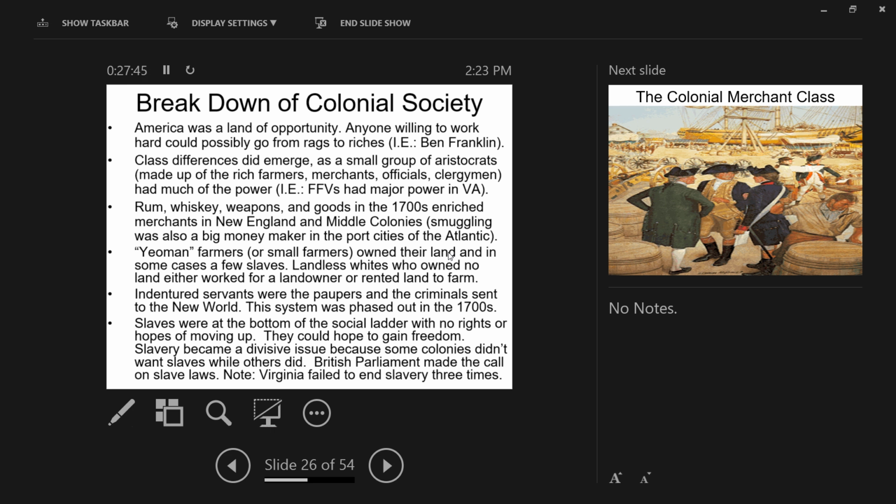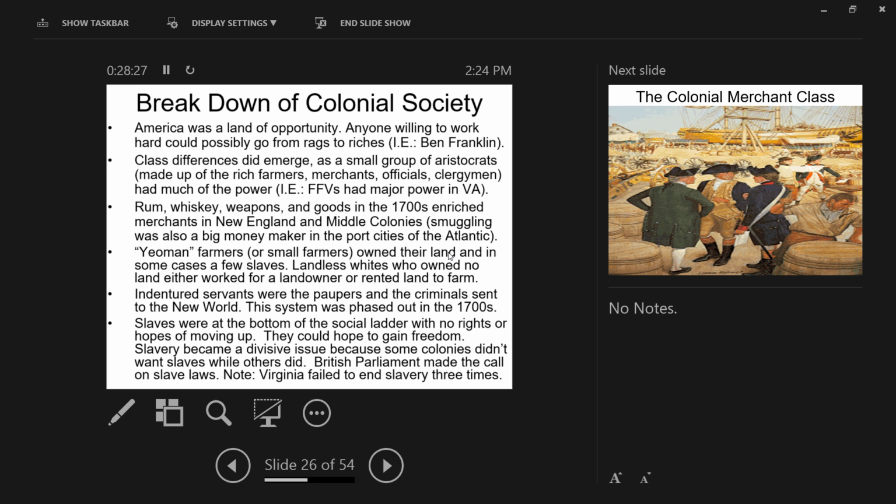Indentured servants were the paupers and criminals sent to the New World. It's kind of sad to call them outright criminals because a lot of them were just debtors. But remember, that system was phased out in the early 1700s. Slaves were at the bottom of the social ladder with no rights or hope of moving up unless they gained freedom. But if they gained freedom, really the only opportunity they might have was to own some land. They certainly did not have any rights, and as the slave codes began to get passed, they would have to adhere to the slave codes as well.